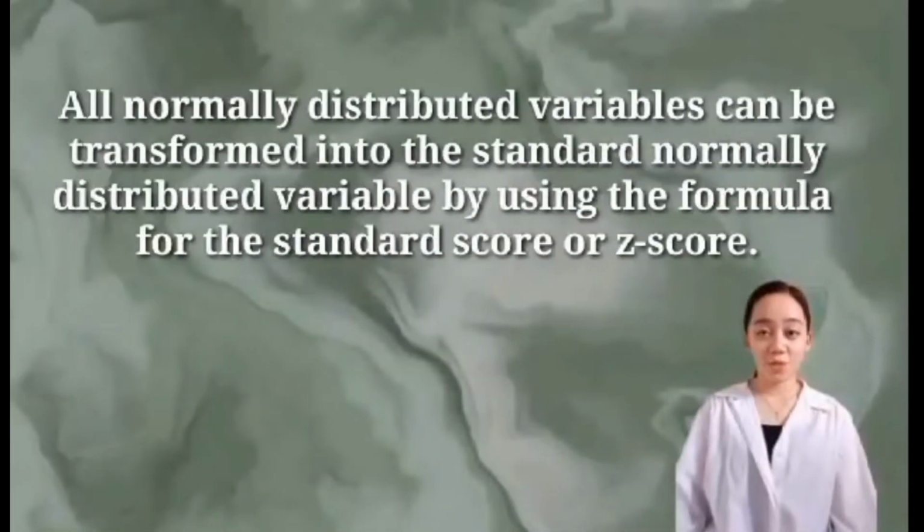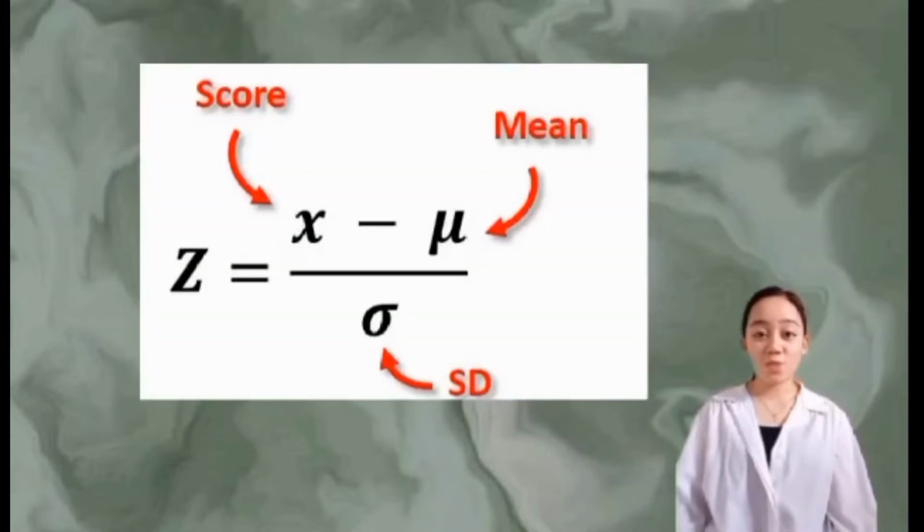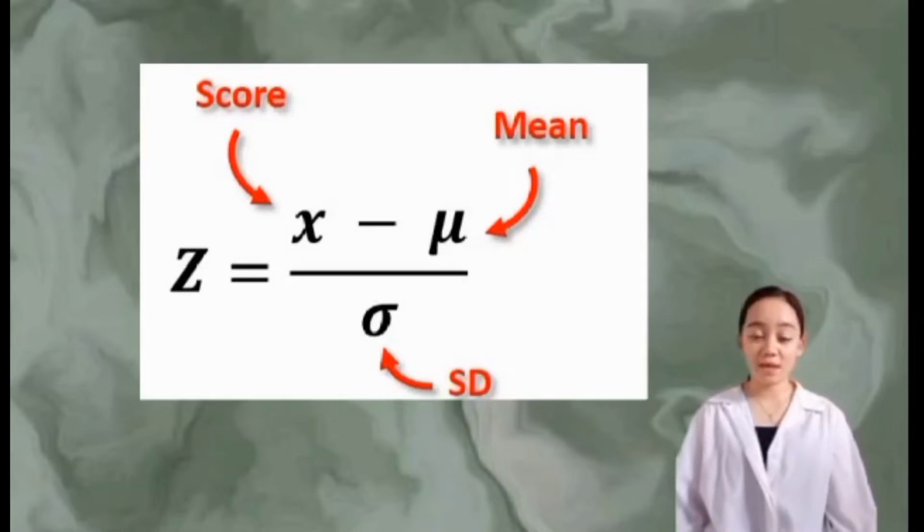A Z-score of 0 means that your X value is equal to the mean. All normally distributed variables can be transformed into the standard normally distributed variable by using the formula for the standard score, or z-score. So, if you're wondering how we can get the z-score, we can get it using the formula z is equal to x minus mu over lowercase sigma, where x is equal to the raw score, mu is equal to the mean, and the lowercase sigma is the standard deviation.